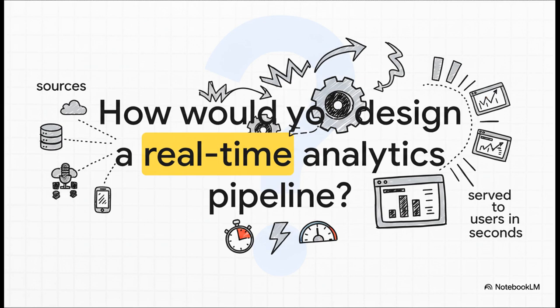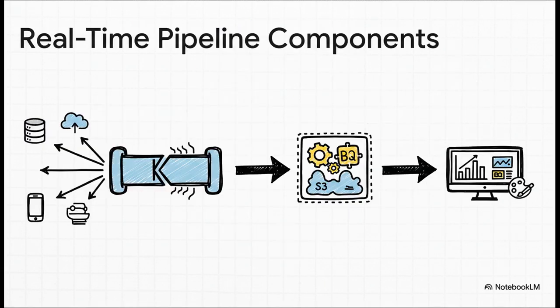So they'll hit you with a big, open-ended question like this. There's no single perfect answer here. What they really want to see is how you think. How do you get data from a source, process it instantly, and get it in front of users in just a few seconds? So, your answer should look something like this flow.